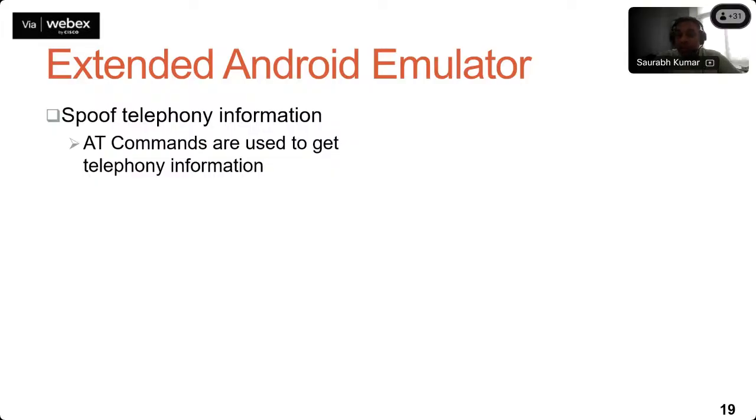Anybody who knows these AT commands can refer to them. Let's say you want to see the IMEI value. Sometimes we type star hash 06 hash, right? It will give you the IMEI value of your mobile device. But behind the scenes, they run some commands. Okay, those are called AT commands. So these AT commands can be used to get the telephony information.